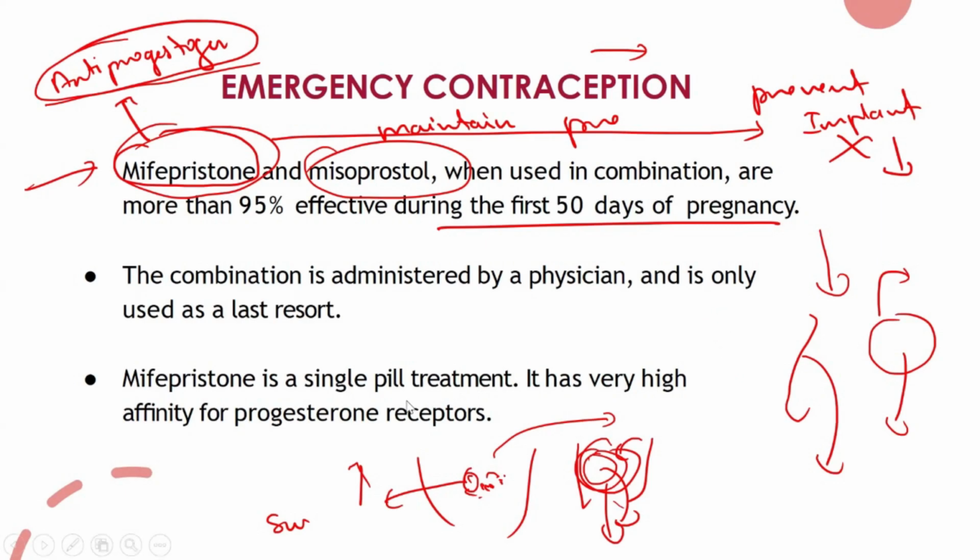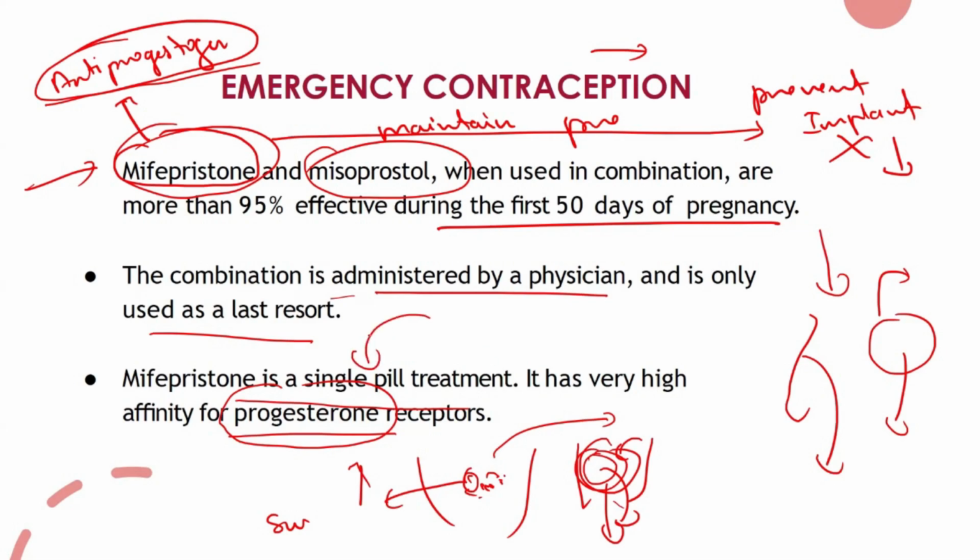Okay, so the combination is administered by a physician and is only used as a last resort if all the previous ones failed. So mifepristone is a single pill treatment. It has a very high affinity to progesterone receptors. Okay, so remember this one. You can ask, why can't we use just levonorgestrel? If levonorgestrel has failed, then the only way is this one. This has a very strong affinity to the progesterone receptors. That means they will bind completely and will not let even the progesterone hormone sit there.